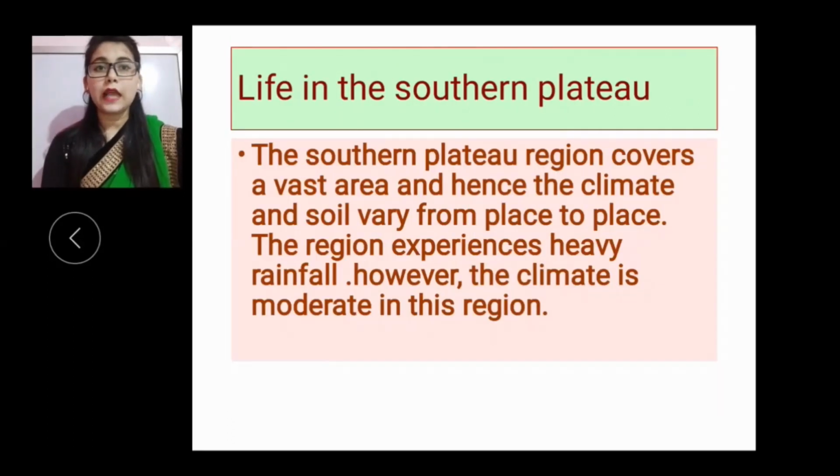And life in the southern plateau. The southern plateau region covers a vast area and hence the climate and soil vary from place to place. The region experiences heavy rainfall, however the climate is moderate in this region. So by this you have understood that the climate is moderate, neither very hot nor very cold. And it covers a vast area, so that is why the climate and soil are different from place to place.